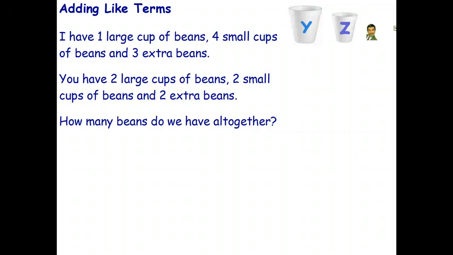Okay, this time there's big cups containing Y beans, small cups containing Z beans, and then some extra beans. I'll just do the algebra this time. So I have 1 large cup of beans, which is Y, 4 small cups of beans. Well, that gives me 4Z beans altogether, plus 3 extra beans. You have 2 large cups of beans, plus 2 small cups of beans, plus 2 extra beans. How many beans do we have altogether?